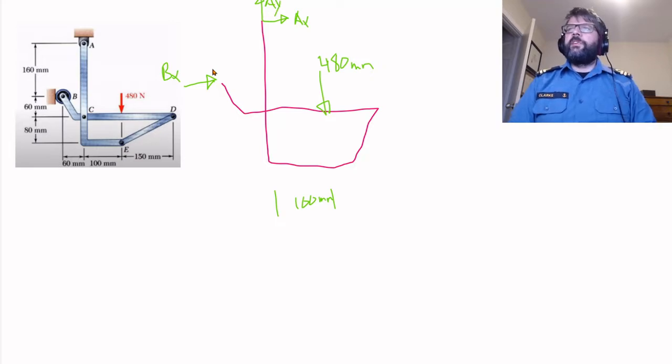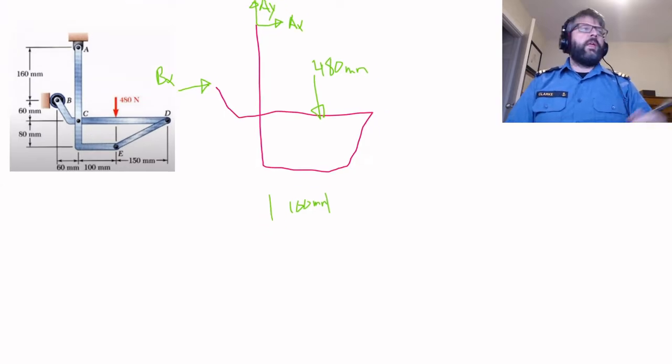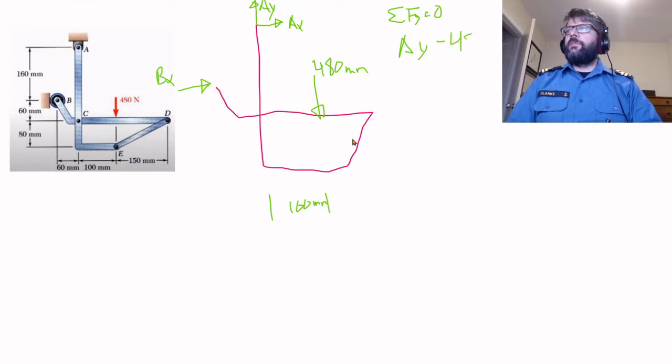So first things first, the first of those that's fairly easy to solve for would be AY. So sum of the forces in the y is equal to 0. AY minus 480 newtons is equal to 0. Therefore, AY is equal to 480 newtons.